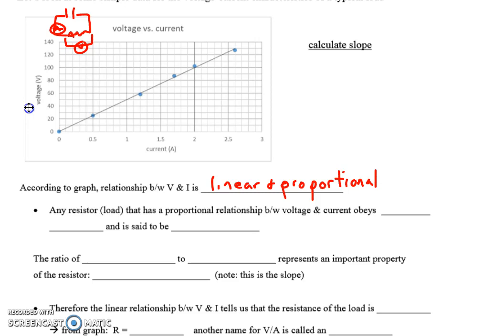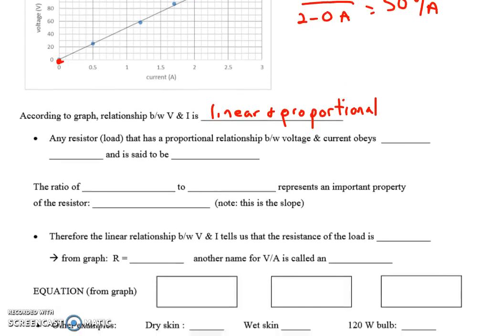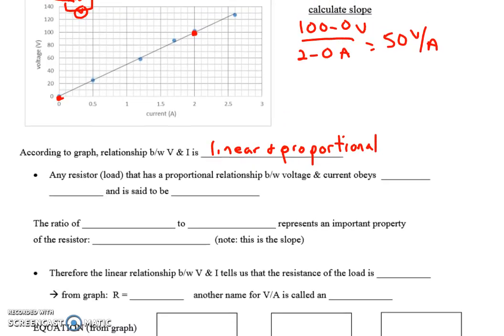So if we calculate the slope of this, if I take 2 points, let's say right here, and the 0, 0 one, I'll do the easy way out. I've got 100 minus 0 volts divided by 2 minus 0 amps. So I see that I have 50 volts per amp. And that's constant throughout for any voltage. So for every ampere that I want, I need 50 volts. And we're going to come back to that in a little bit. So let's continue analyzing this graph.